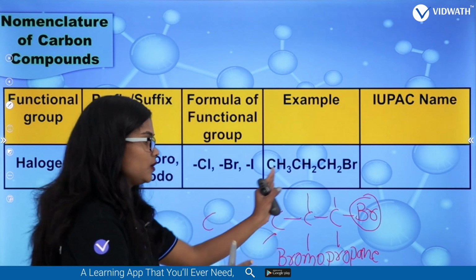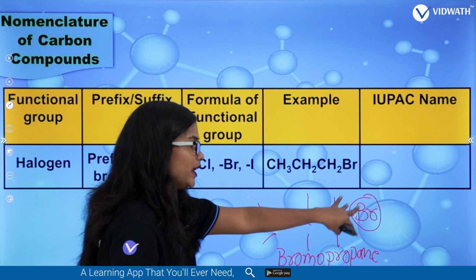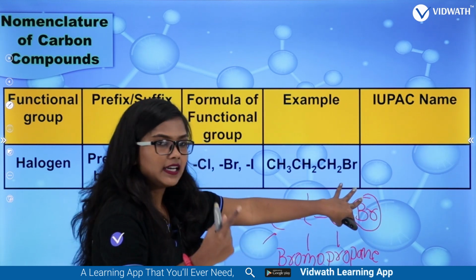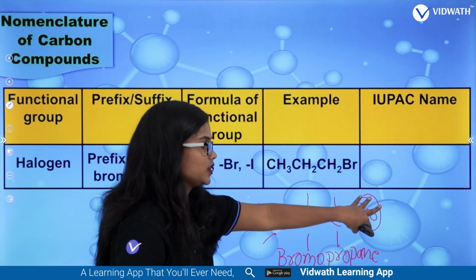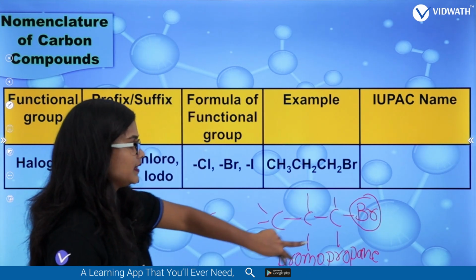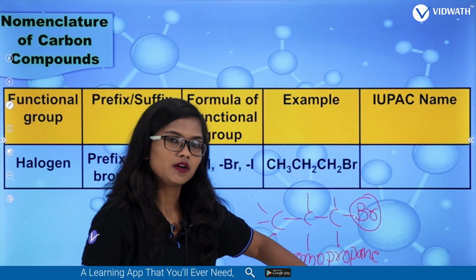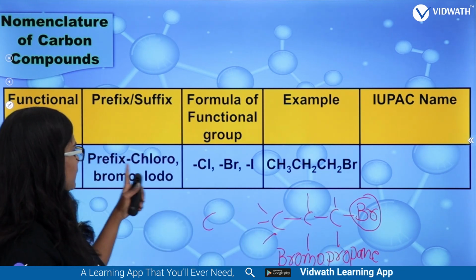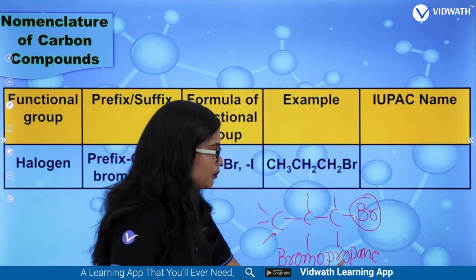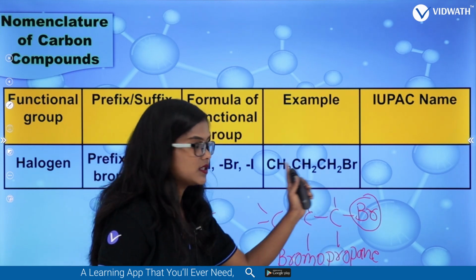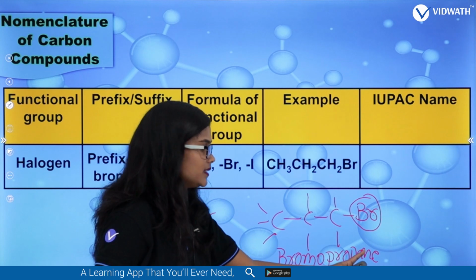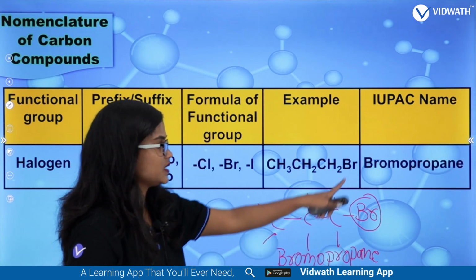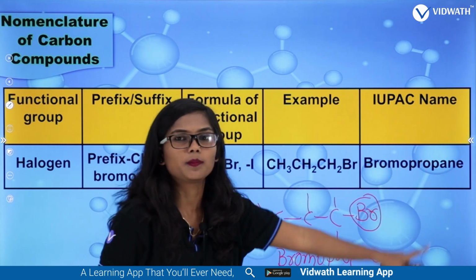Clear? So whenever a halogen functional group is attached to a hydrocarbon compound, while naming we use this functional group as a prefix, then we name the carbon compound. What is the name of this one? As we have bromo, use it as a prefix, and we have 3 carbons, prop, and as all the carbon atoms are satisfied by single bonds, we call it ane. So for the alkane, bromo is attached, so we call it bromopropane.